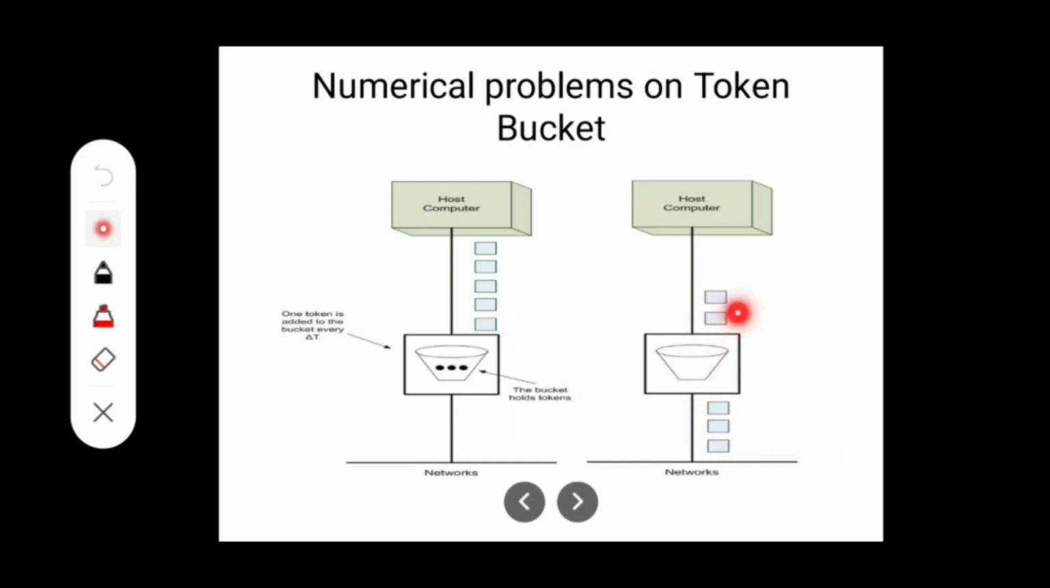So the remaining packets are there, but these remaining packets cannot be transmitted because the token is not available, the bucket is empty. Since the bucket is empty and tokens are not available, these 2 packets cannot be transmitted. So what are the possible questions that can come? Before that, we have to study 2 formulas which will be helpful for solving the problem.